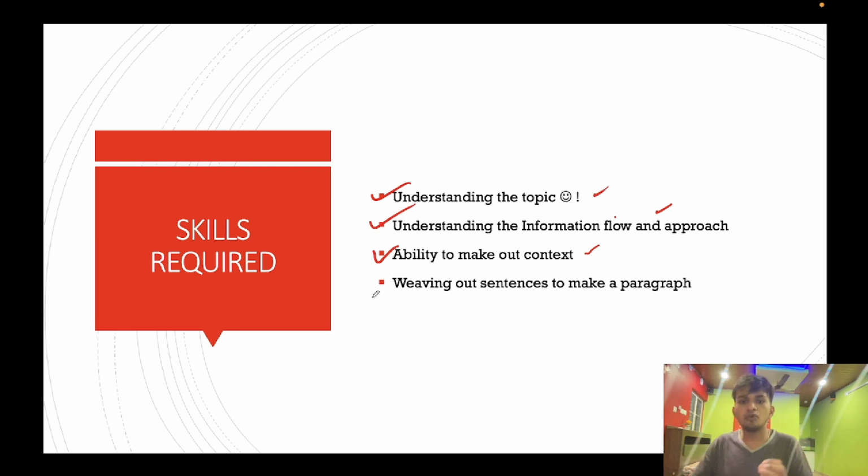Right? Now the fourth part is you need to know how to weave sentences to make a paragraph. For this, if you read a lot, it would be very easy for you, because you have come across different styles that authors use to express what's in their mind, right? So you know how authors make paragraphs, how authors start a paragraph, how authors end a paragraph. So this could be very pivotal for you scoring your marks.